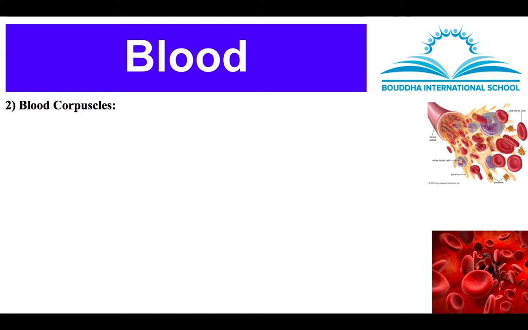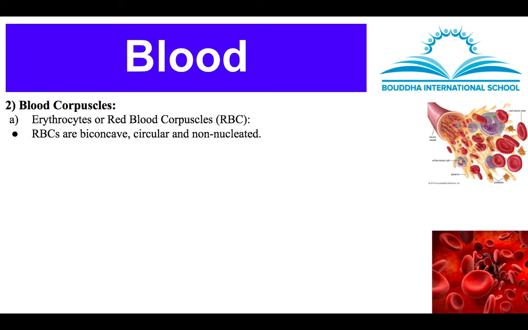If you look at the shape of the RBC, then it is circular. The middle part is depressed inside, so that's why it is called a biconcave structure, and it has no nucleus. The extra information about RBC is it is circular, as I told you, and it is biconcave because from both sides it is depressed inside, and it has no nucleus.